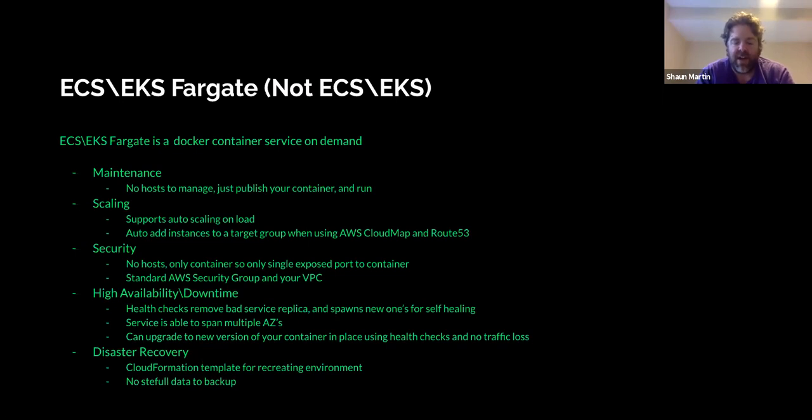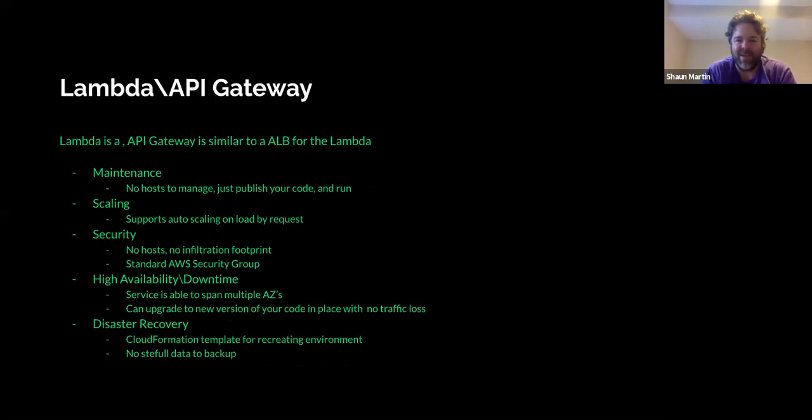One thing here, I always say no stateful data to back up, and I still don't believe it should be there. But ECS and EKS Fargate a couple months ago did release stateful data features for EFS and EBS. So if you did need stateful data or had volumes, it can be done, but I wouldn't recommend it as a design practice if it can be avoided. The next is Lambda API, which is very similar to ALB for Lambda.